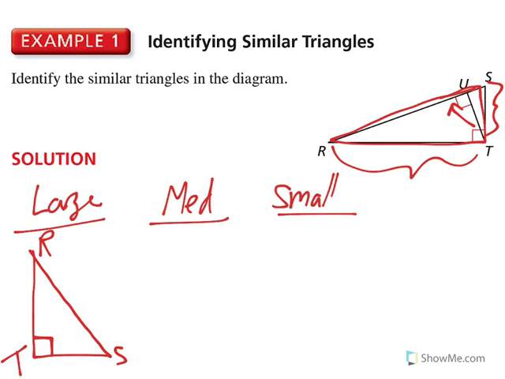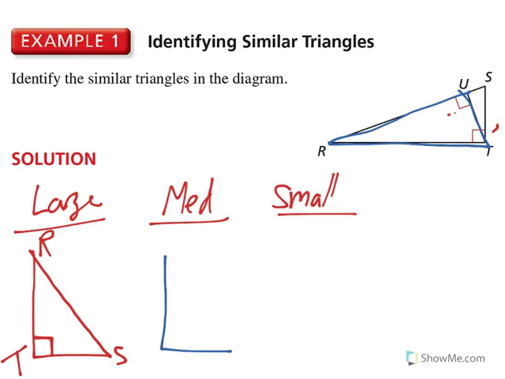Then if I look at my medium triangle, my medium one is going to be the one on this side here. I'm going to draw it in the same way. I have my right angle. My hypotenuse for this one is going to be RT. My long leg for this one is going to be RU. That means U is the one on my right angle, and RU is going to be here. So this one would be R, and then T is going to be right here on the other side.